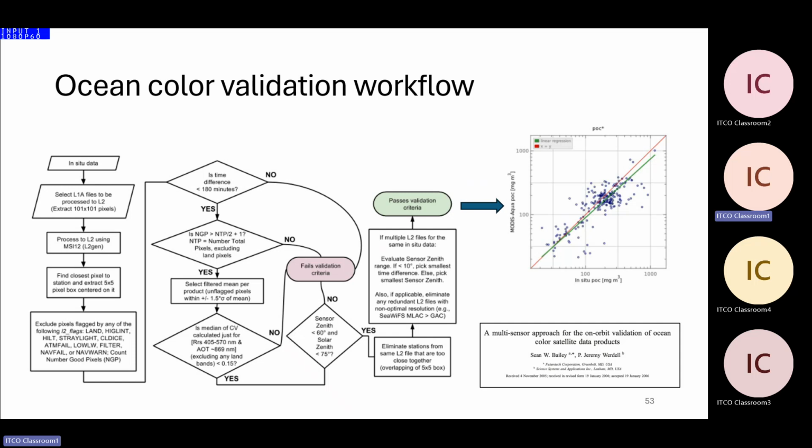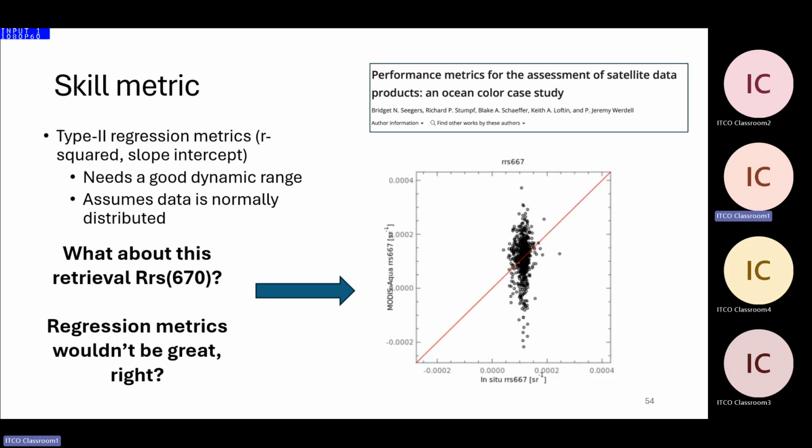Essentially you take your satellite pixel, you do some quality control, and you compare it with your field measurement. In the past, we'd make these one-to-one scatter plots, linear regression plots, and report things like slope, intercept, R squared, and that can be problematic. For one, type 2 linear regression should really only be used on normally distributed data. So we tend to do log transformations of all our oceanographic data, because normally in the ocean things follow a skewed distribution. But what about this?